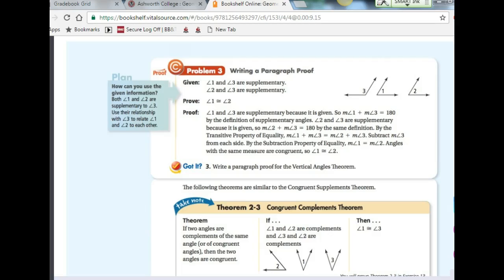Hello, we're looking in your Geometry Part 1 textbook. This is found on page 123. We're looking at problem number 3. This is in lesson 2.6, which is talking about proving angles congruent.